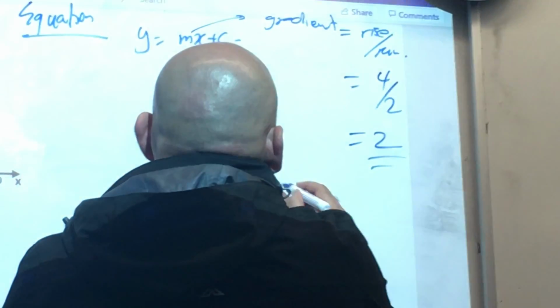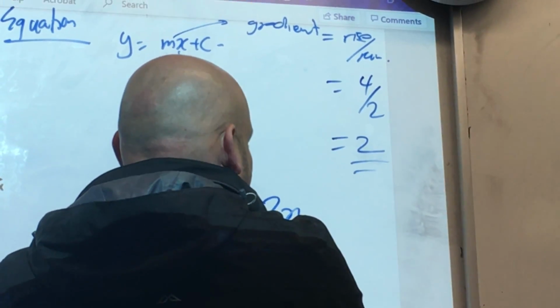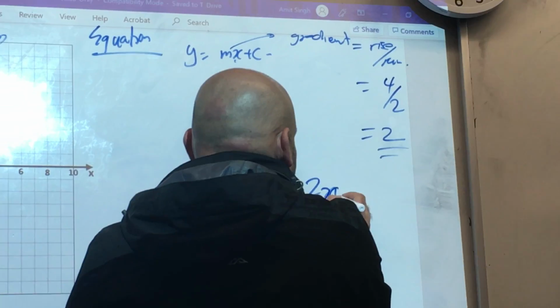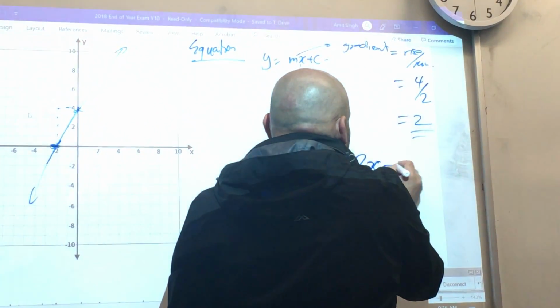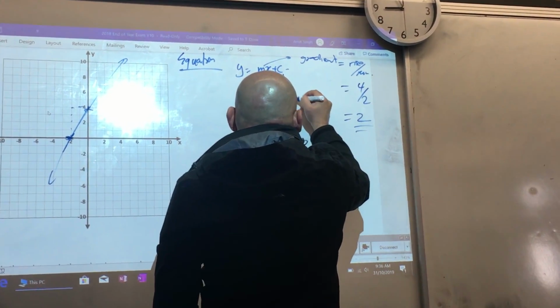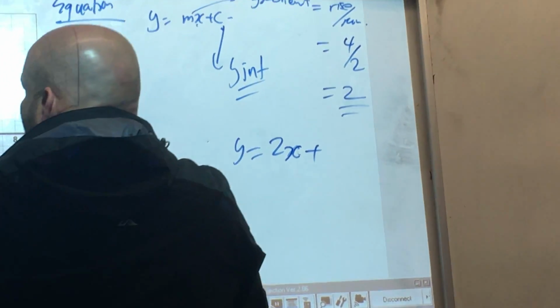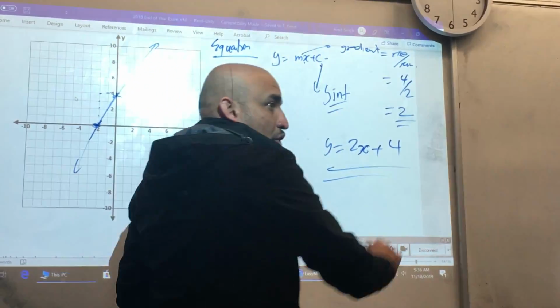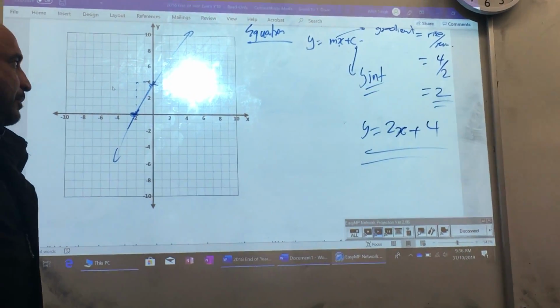So y is equals to 2x. X and the gradient, they are always together. The gradient goes with x. Plus c. What's c? C is the y-intercept. What's my y-intercept? 4. So that's how you put that equation. The y-intercept is 4.